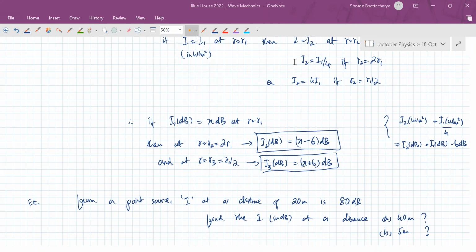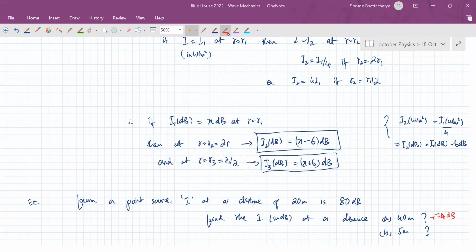Okay, so I'm just giving you the answers. Try to figure this out. From 20 meters, when I increase the distance to 40 meters, I'm doubling the distance. So it should become from 80 to 74 decibels. Very good, Jagannath, you got this correct. Samarth, you got this correct.